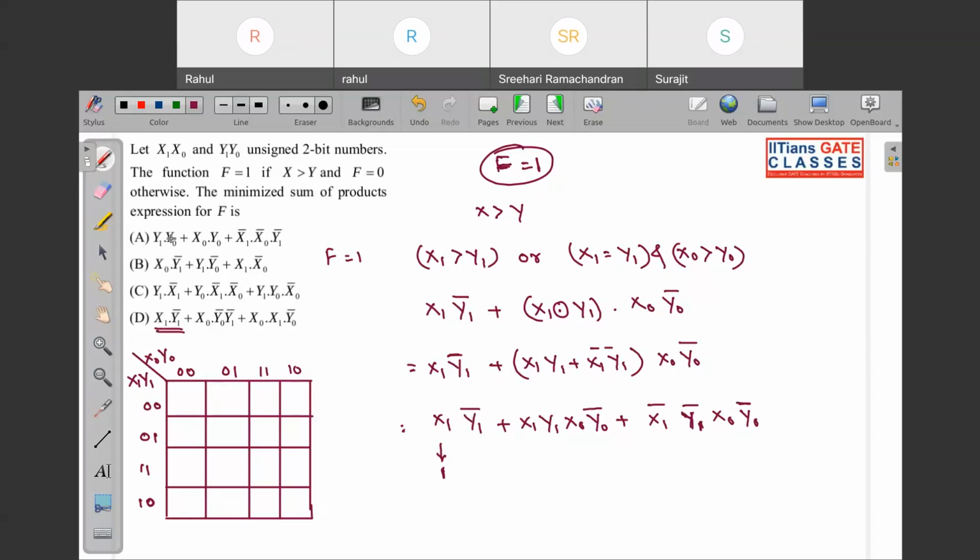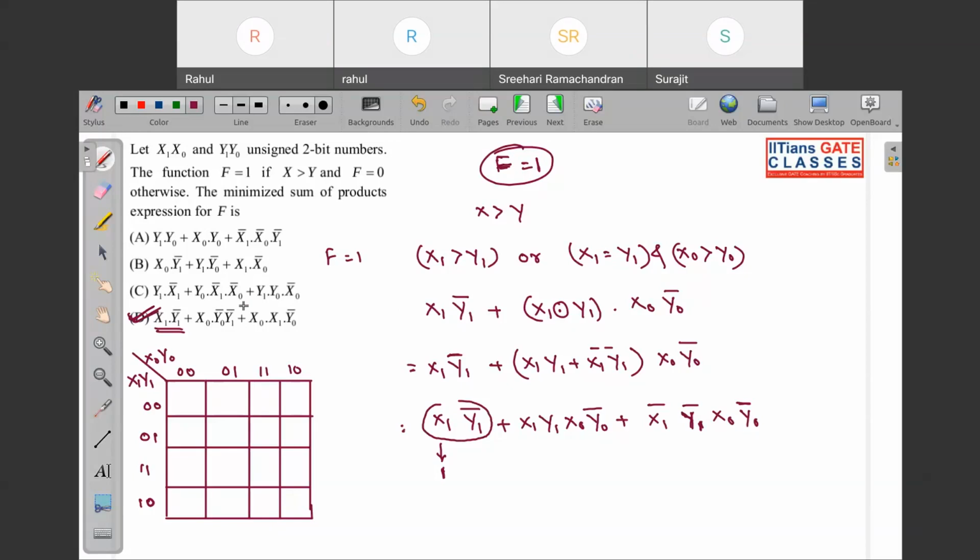You can see none of the others has this term. So obviously this term is required. This term cannot be missed anywhere. So only option D is remaining. Okay, so I retract from my statement. Such kind of question can be asked. Even I did not pay attention to the options. So this is a good question.